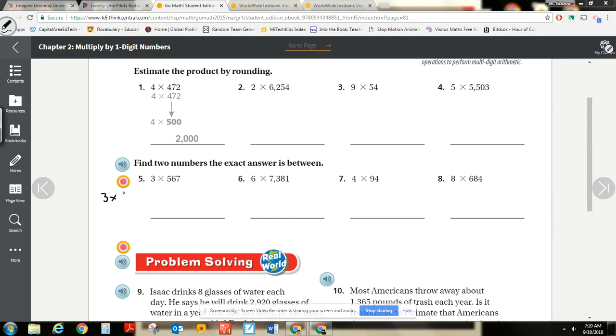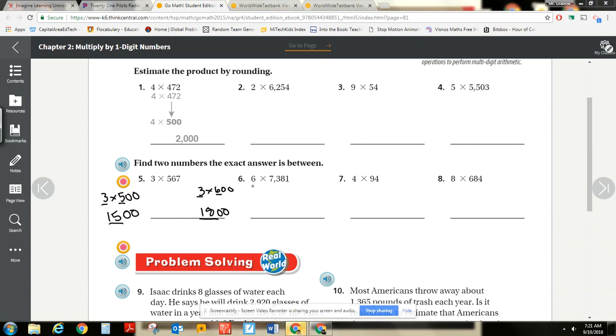It's either going to be 500 or it's going to be 600, right? And 3 times 5 is 15, and I'll move the 2 zeros. Okay? 3 times 6 is 1800. So my exact answer is going to be somewhere in between.